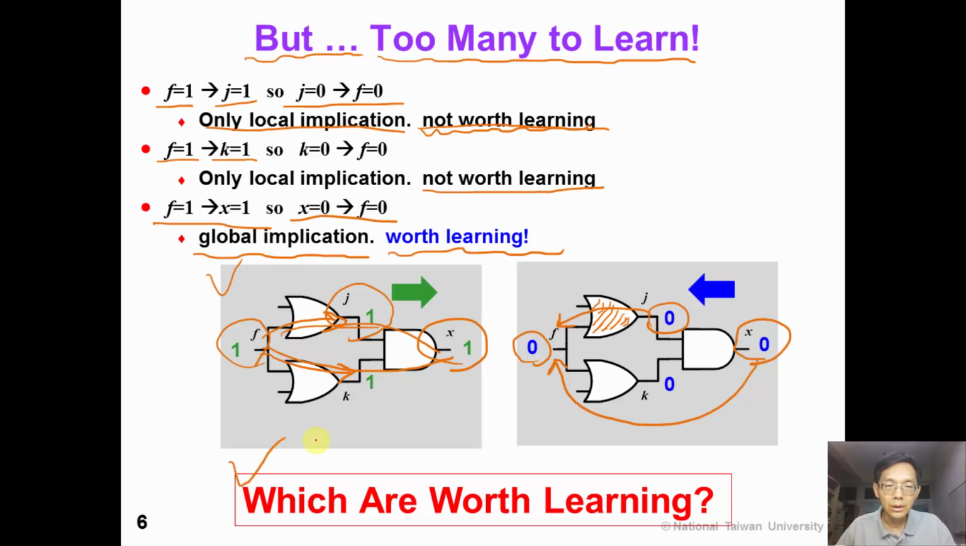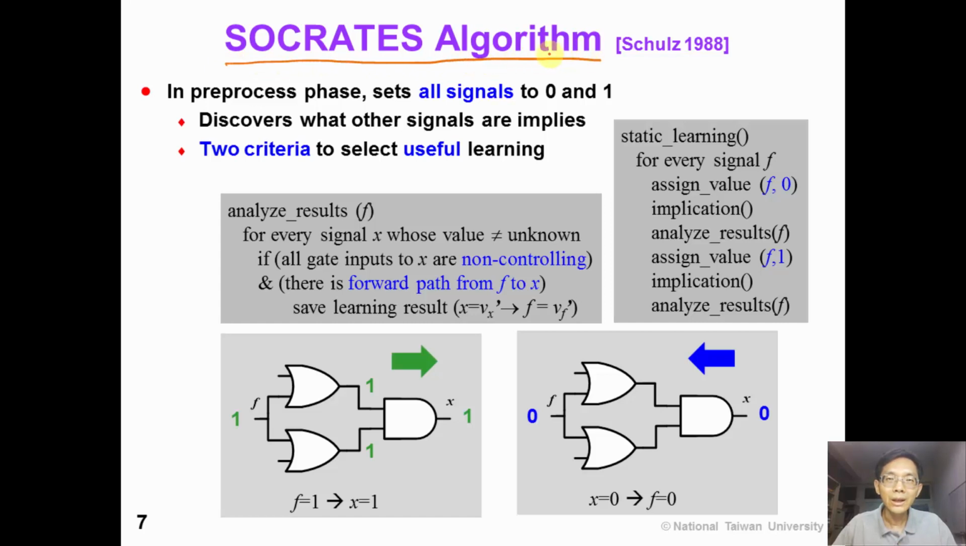Now the question is, how can we decide which information is worth learning? In the Socrates ATPG, they propose the following algorithm. In the preprocess phase, we set all the signals to 0 and we perform implication and we analyze the result of implication. Then we assign F to the opposite value 1. Again, we perform implication and we analyze the result. So the Socrates system provides two criteria to select useful information to be learned.